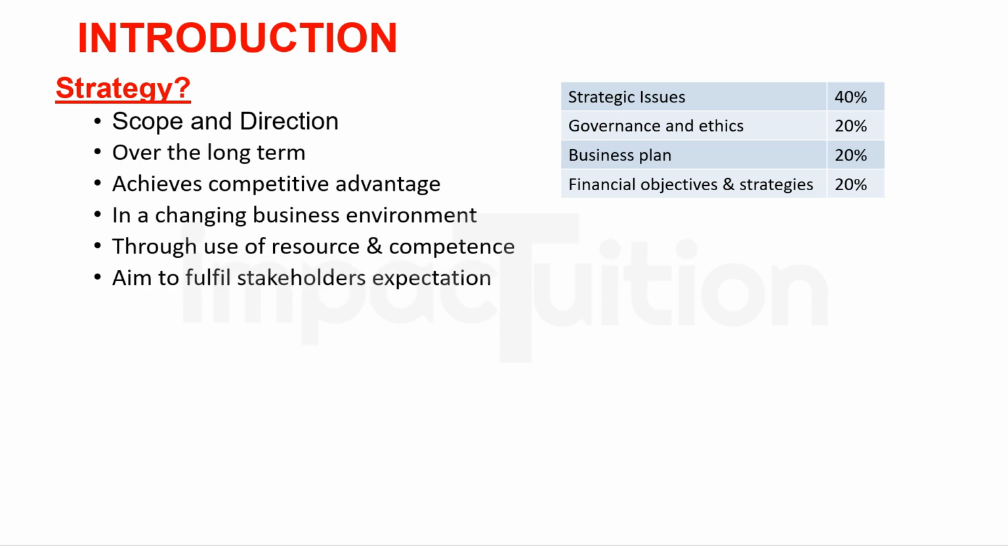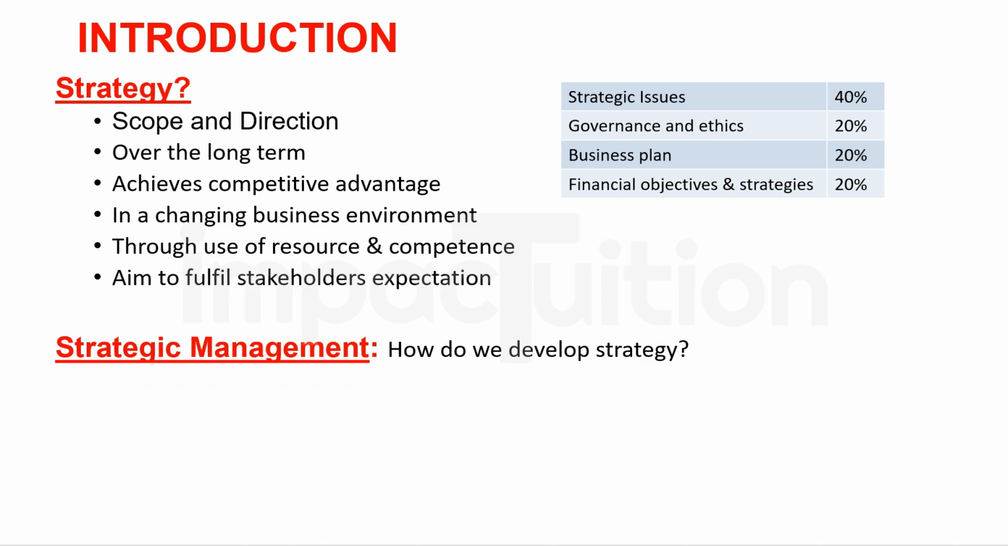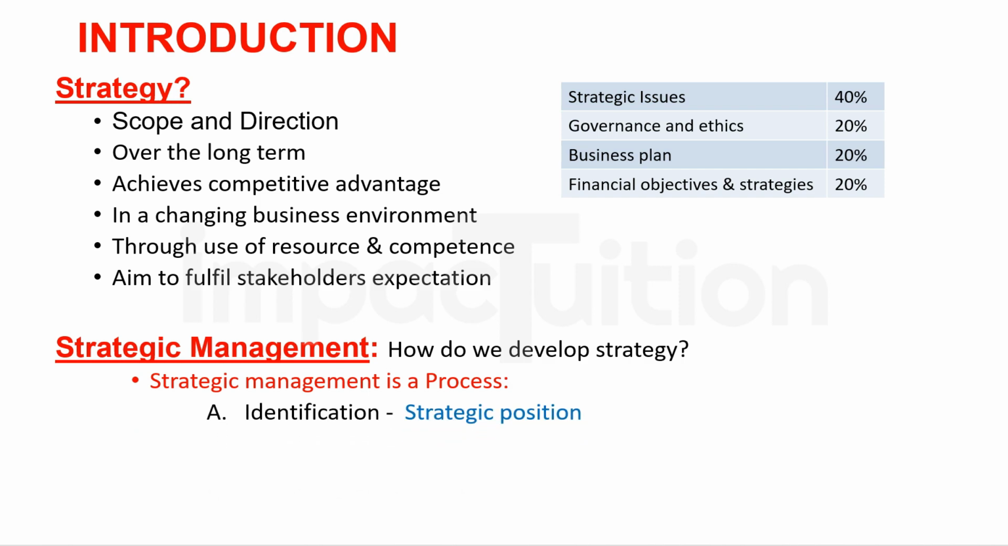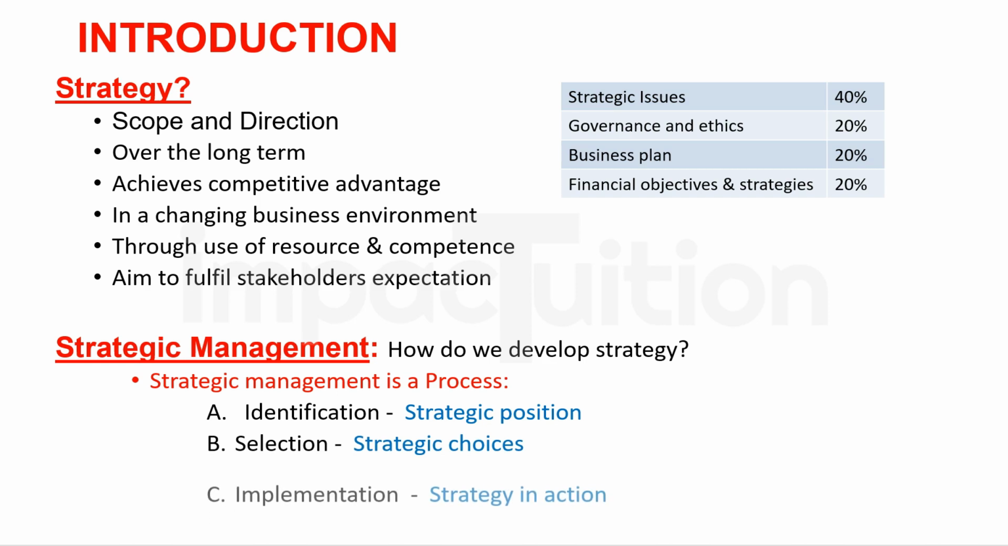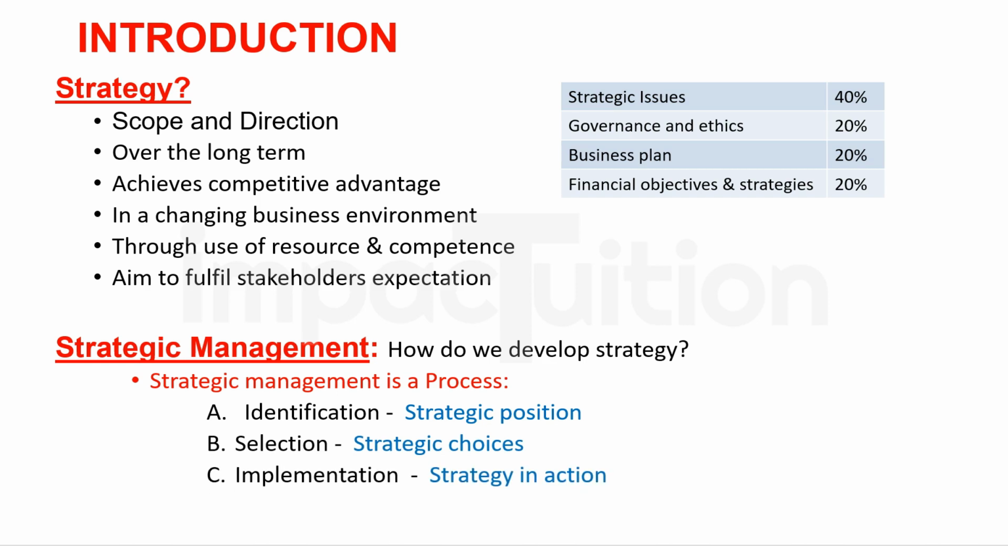Let's look at what the syllabus entails. First, we will look at strategy, then strategic management, which basically asks the question, how do we develop strategy? Strategic management is a process. It involves identification, selection, implementation, strategy identification, strategy selection, and strategy implementation.